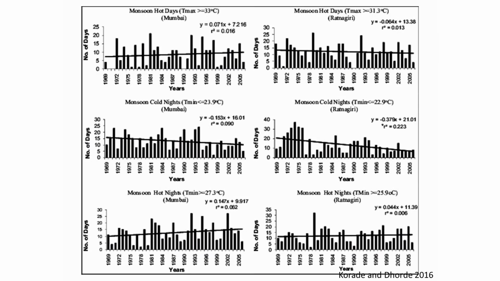So that's the pattern. Within India itself, if you look at the hot days in Mumbai and Ratnagiri, more than 33 degrees and more than 31.3 degrees, there is an increase since about the 1960s. Over Ratnagiri, it's actually cooler. And monsoon cold nights, obviously warm nights get warmer, cold nights also get warmer, so cold nights decrease in number, and you can see over Ratnagiri both hot days and cold nights are decreasing.